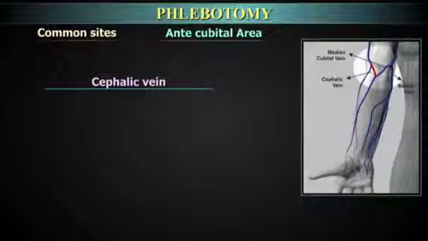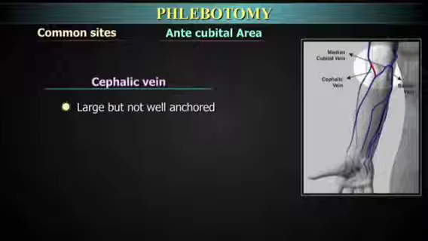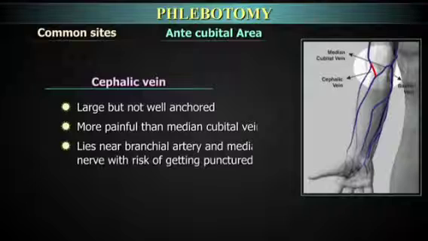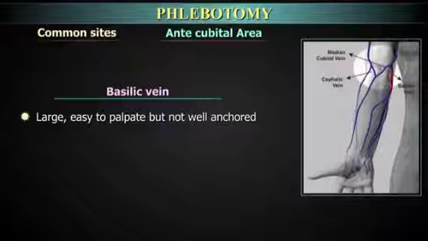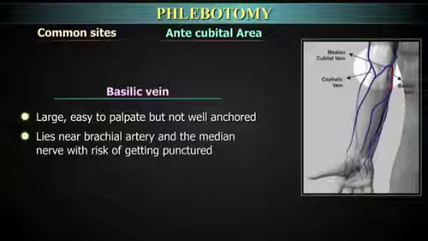Cephalic vein is the next preferred site. It is large but not well anchored and may be more painful than the median cubital vein. The basilic vein is the third choice. It is generally large, easy to palpate, but not well anchored. It involves the greatest risk as it lies near brachial artery and the median nerve. Either of each can be easily punctured.